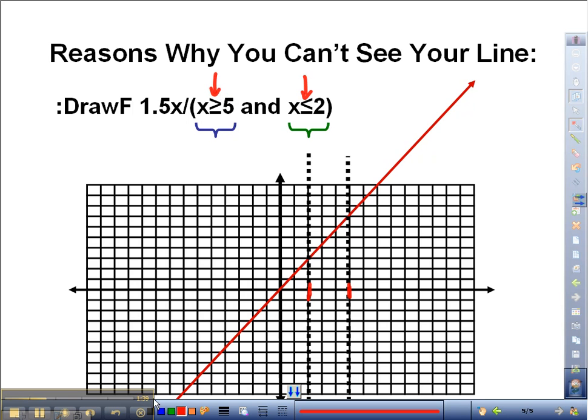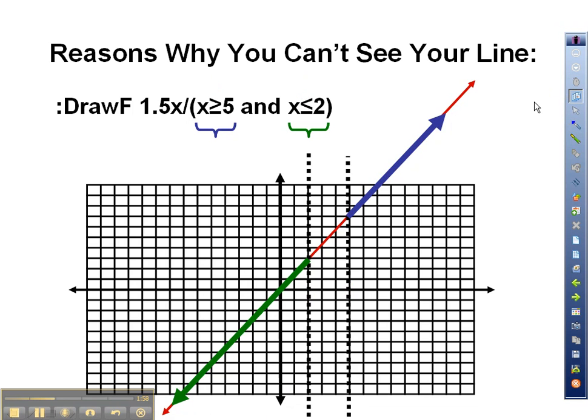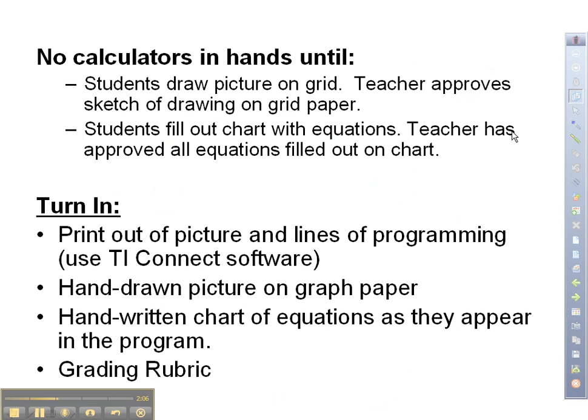right here. What you're trying to tell it to do is turn on at an x greater than or equal to 5, which is going in this direction, and turn off at an x less than or equal to 2, which is going in this direction. You're trying to graph in two opposite directions, and your calculator isn't going to want to do that for you. So watch out for those domain restrictions. If you can't see your line, but it doesn't give you an error, your problem is your domain restrictions.